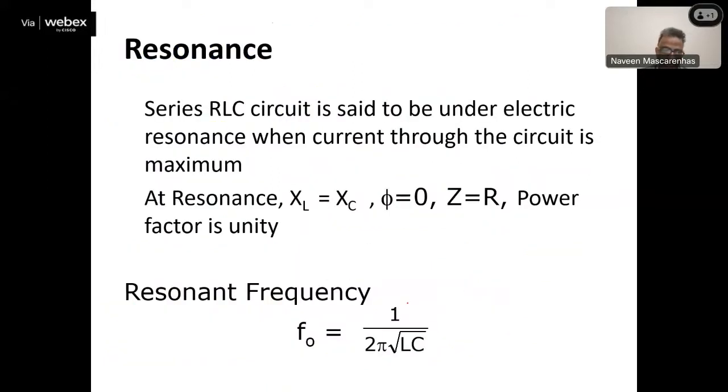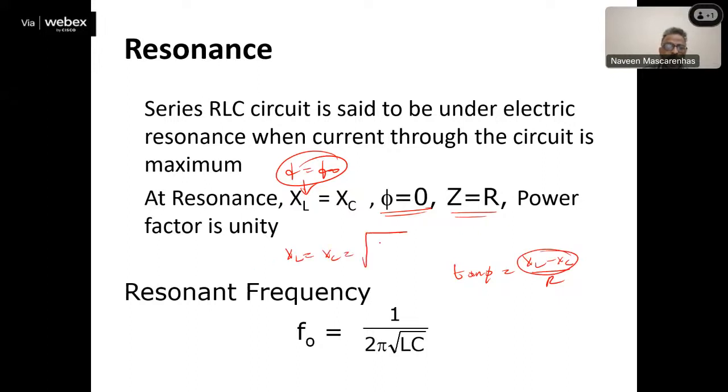Resonance. Resonance, I told you, happens at a particular frequency called f equal to f naught, wherein XL becomes equal to XC. The phase difference is 0, because tan phi, we said, is equal to (XL minus XC) by R. XL is equal to XC, no? And you must be knowing this shortcut formula also: XL equal to XC can be calculated using root of L by C. Unit of all this is ohm.